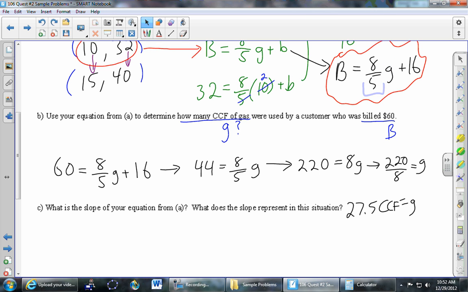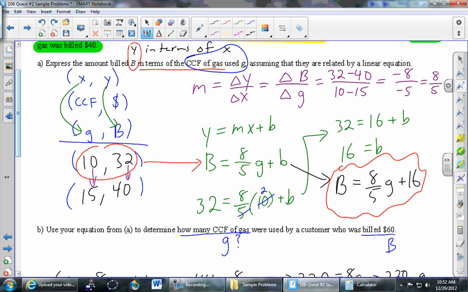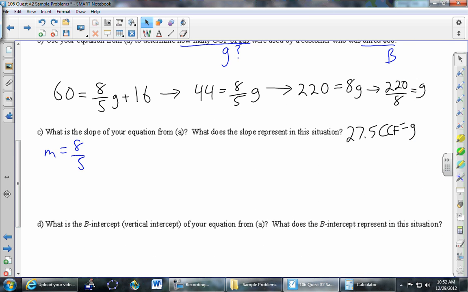So let's go ahead and start writing that. So what is the slope? The slope was 8/5. And what does the slope represent? Well, it's hard to know just by looking at the 8/5 as a number. So let's get some units in here. Where did the 8 come from? It was up here in purple. 8 came from subtracting 32 and 40. Came from subtracting two B values, and B was measured in dollars. So this was $32, subtract $40 was -$8. So upstairs, that 8, or -8, is a number of dollars.